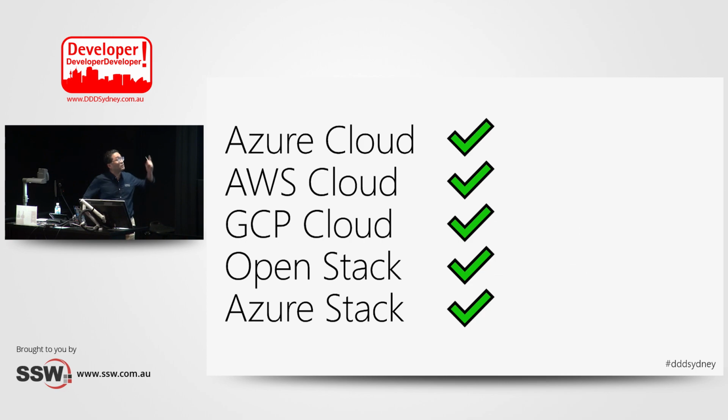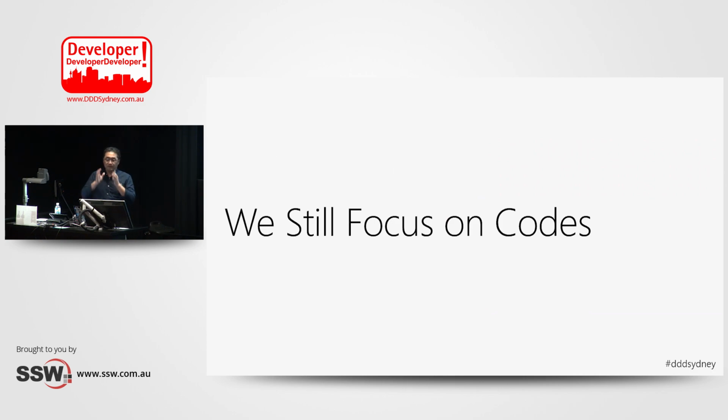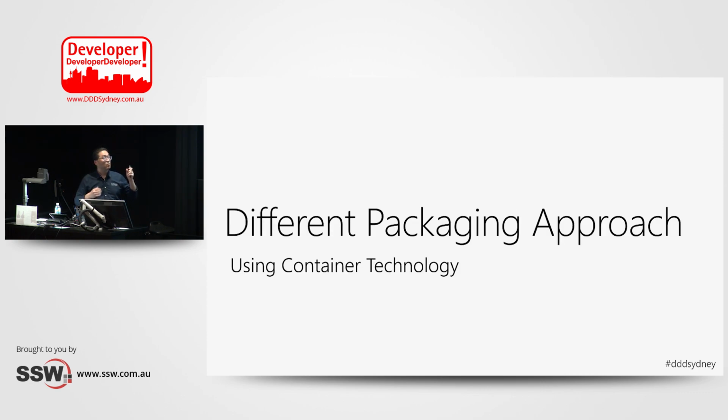So these services, as far as I know, currently support containers: Azure Cloud, AWS Cloud, Google, OpenStack and Azure Stack. The bottom two are about on-prem, but the top three are the public cloud side. So we can freely migrate from one place to another. But as I said, we are building serverless applications, which means we still focus on the code side. Then we take benefits from container technology by using a different packaging approach. Instead of using the web deployment package, we use containers for application packaging and deployment.